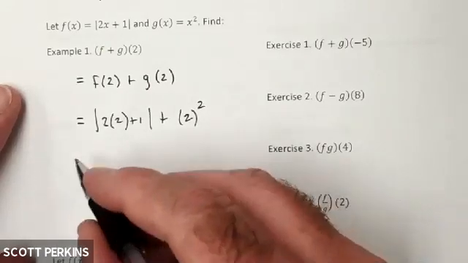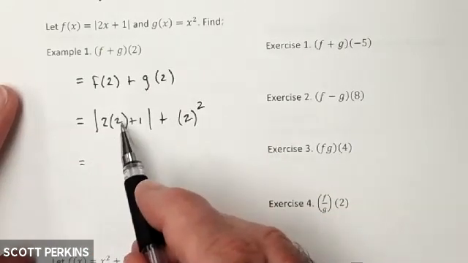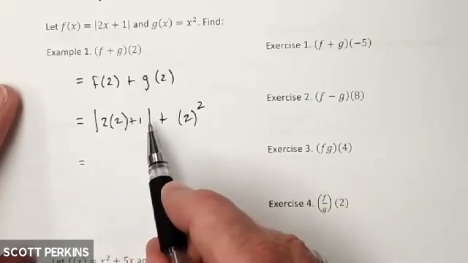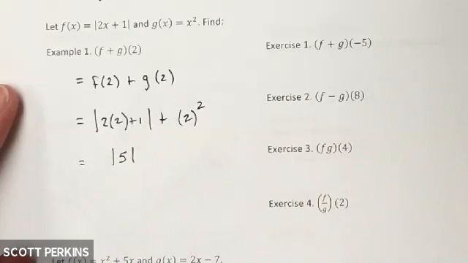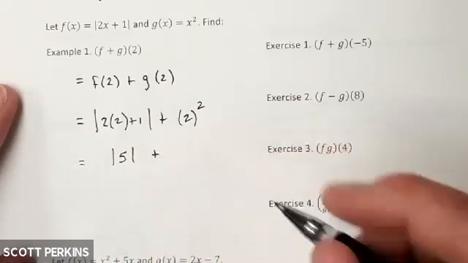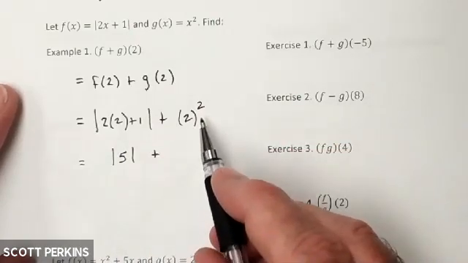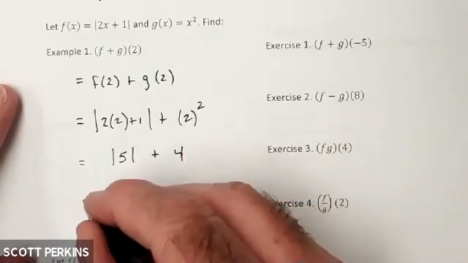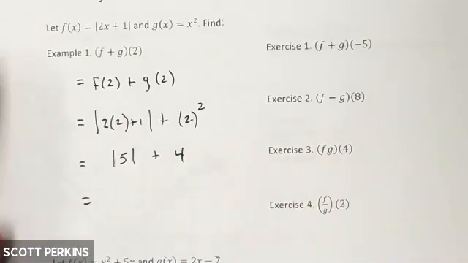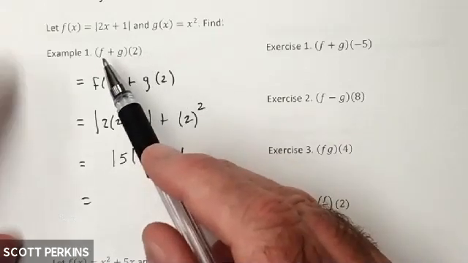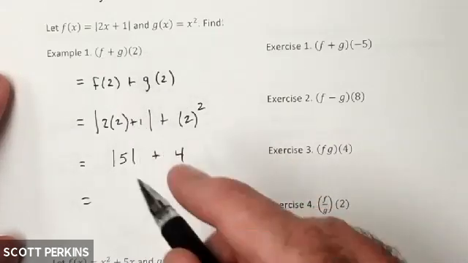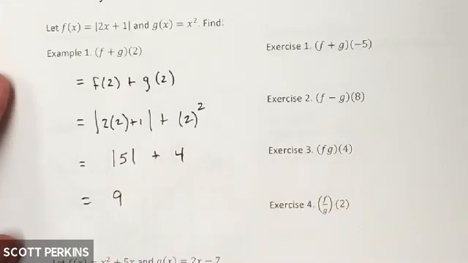So in my absolute value, 2 times 2 is 4. 4 plus 1 is 5. So I'll write down that that's the absolute value of 5. I won't skip all the steps. The second function, 2 squared, 2 times 2 is 4. And so then my value of the addition function, f plus g of 2, is the absolute value of 5 plus 4, that is 9. Any mystery? Anybody cause for concern?